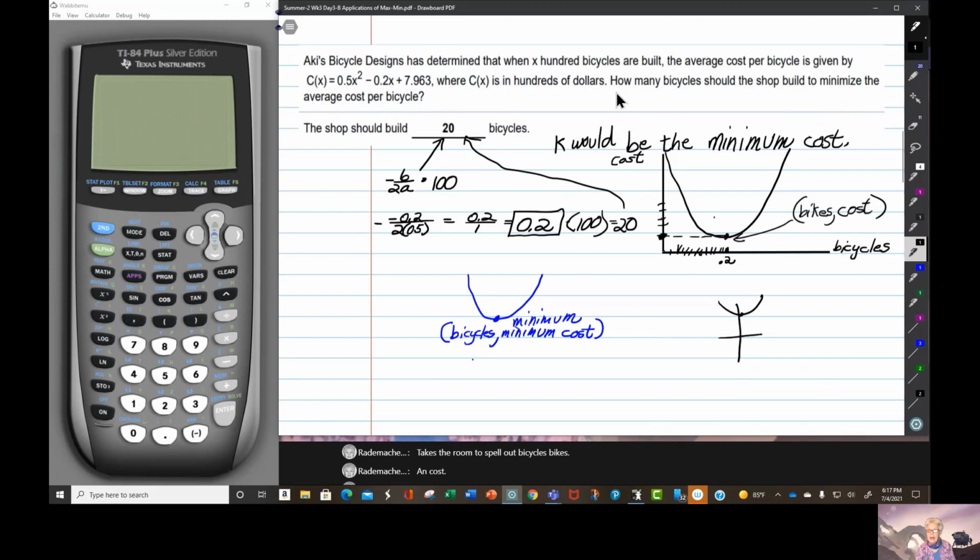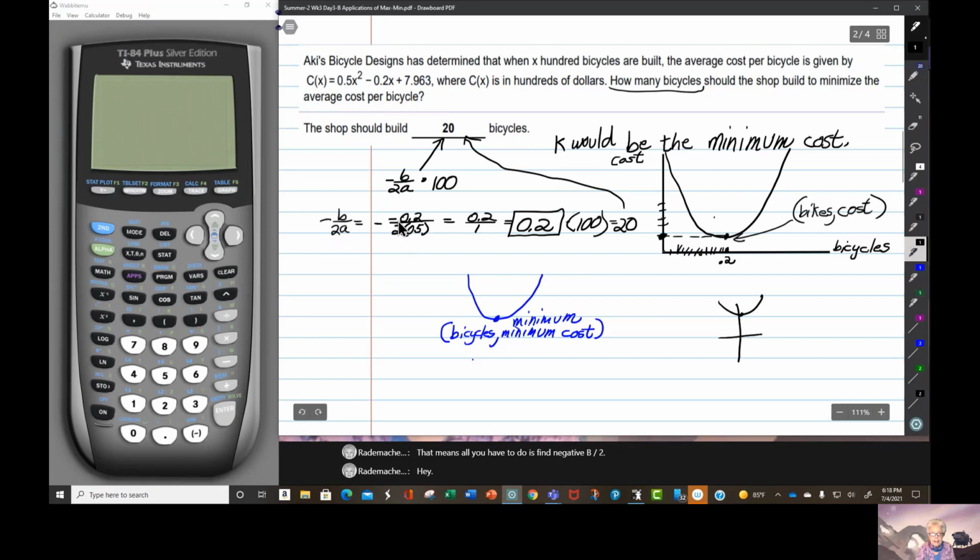Now here they're asking how many bicycles the shop should build to minimize the average cost per bicycle. They're not asking you to find the minimum cost. They're asking you to find how many bicycles. That means all you have to do is find negative b over 2a.